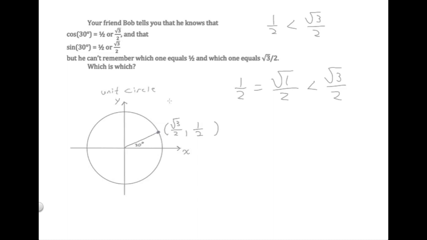So if you can remember that the cosine and sine of 30 involve 1/2 and √3/2, then you can easily figure out which is which by knowing that on the unit circle, the x-coordinate here should be bigger than the y-coordinate. So we can say that the cosine of 30 degrees is the x-coordinate, √3/2, and the sine of 30 degrees must be the y-coordinate, 1/2.